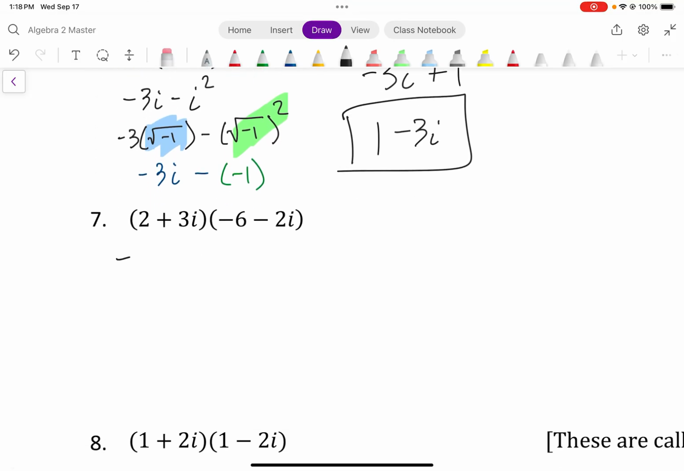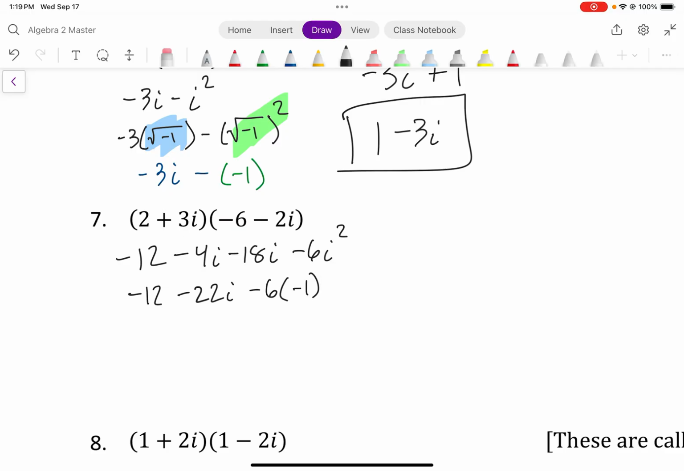First times first, 2 times -6 is -12. The outsides give me a -4i, 2 times -2i. 3i times -6 is -18i, and 3i times -2i is -6i squared. -12 is -12, that's kind of boring. -4i minus 18i is -22i, but -6i squared is -6 times -1.